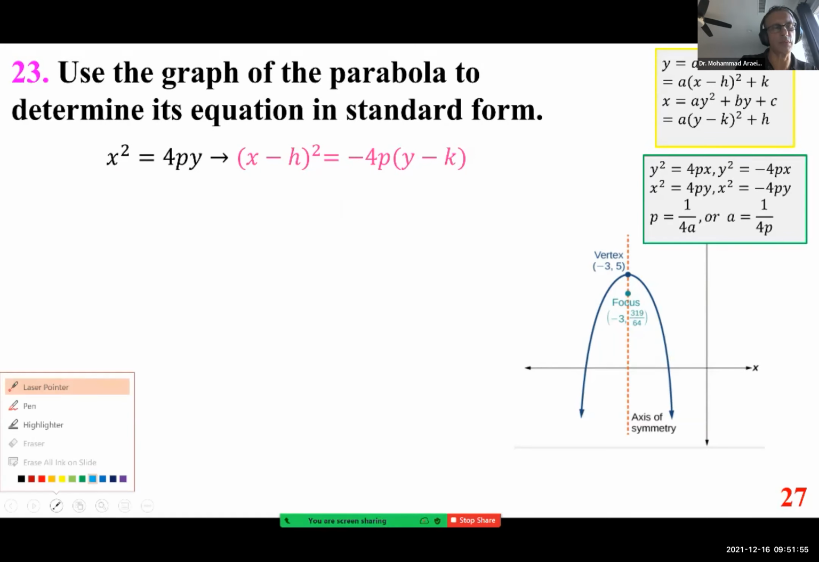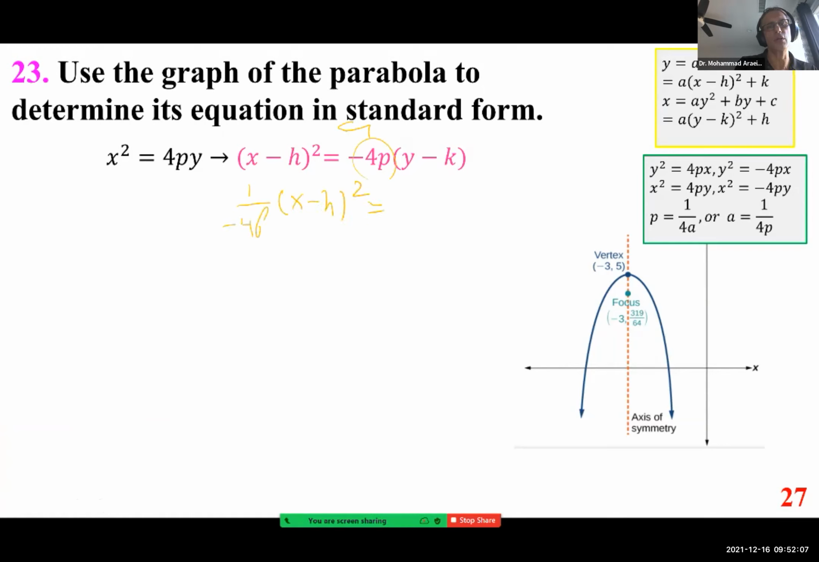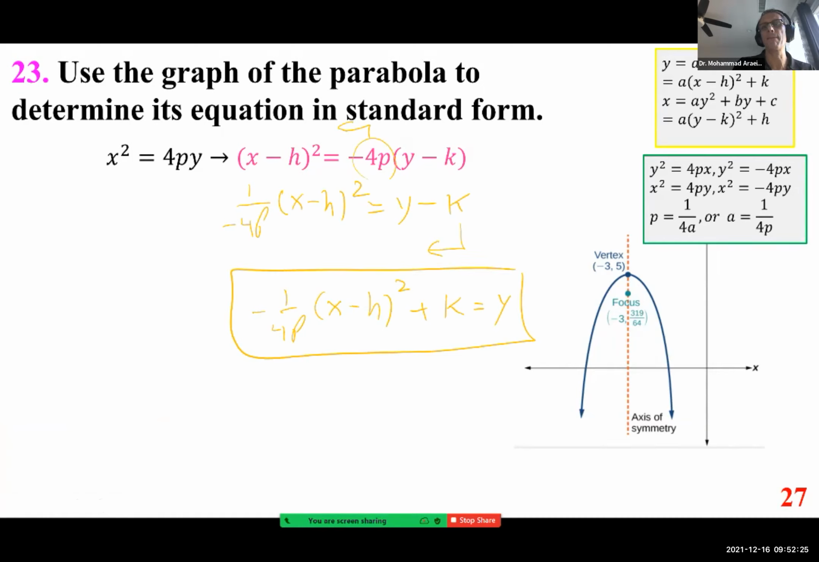So let me actually show that to you, how that works. If I take those steps, I can say I'm going to get rid of this. So I'm going to write 1 over minus 4p times x minus h squared equals y minus k. Now I'm going to move this, and I get minus 1 over 4p times x minus h quantity squared plus k equals y. This negative is because it opens down, class. I hope you see that they are identical. So you see how we arrive at it. And this is the value of a that was discussed.